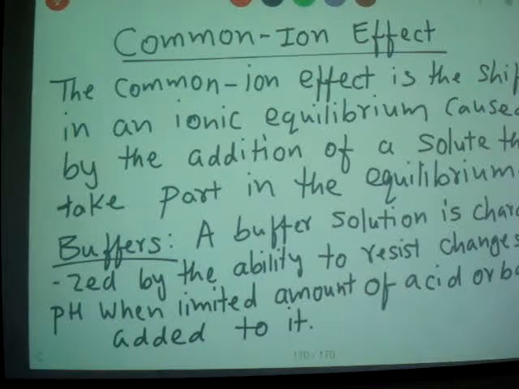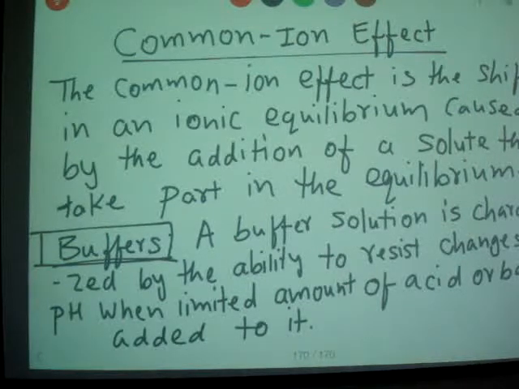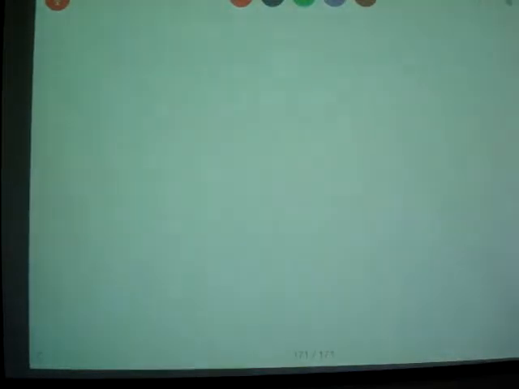So that's buffer. Now we need to find how this buffer is made up. The main characteristic of a buffer is resistance to change in pH when you add a limited amount of acid or base, and that's where they resist the pH. Now let's see how they are made up.